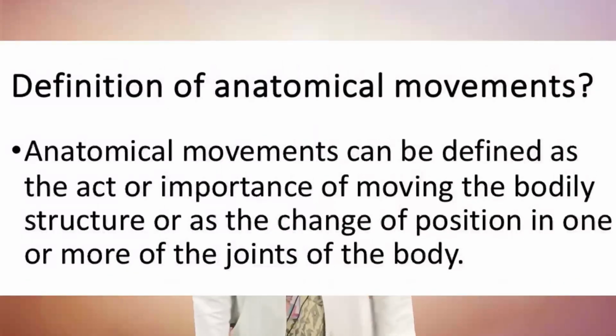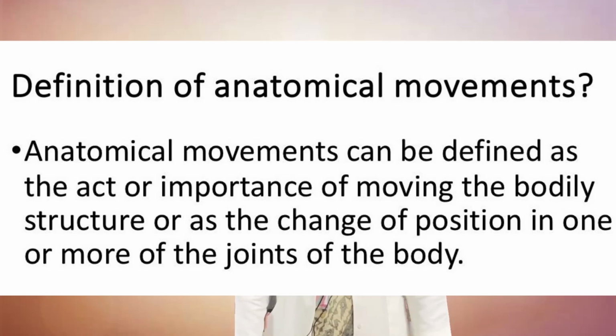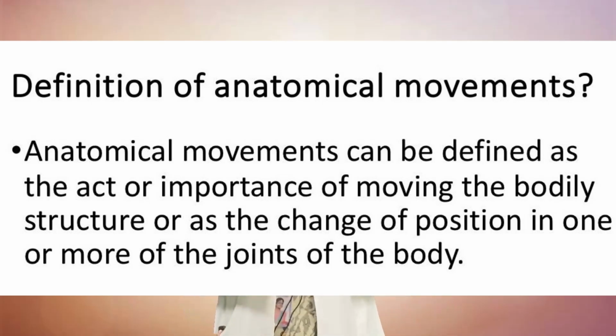First, we have to know the definition of anatomical movements. Anatomical movements can be defined as the act or instance of moving a body structure, or as the change of position in one or more of the joints of the body. It is nothing but the various movements the joint produces. That movement we call anatomical movements.